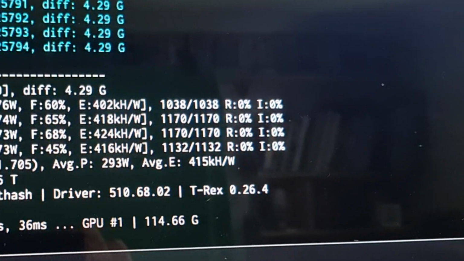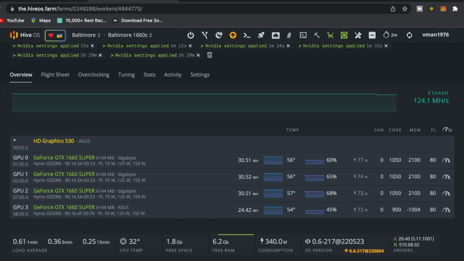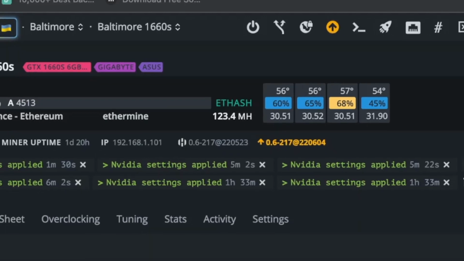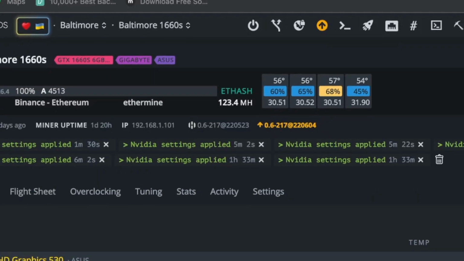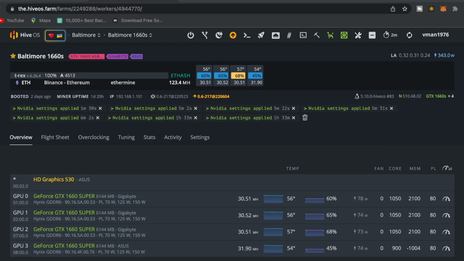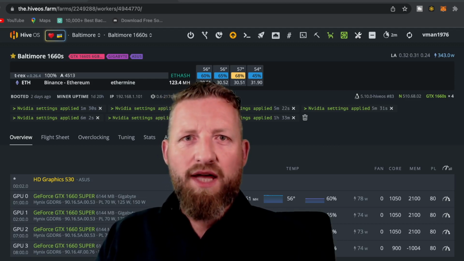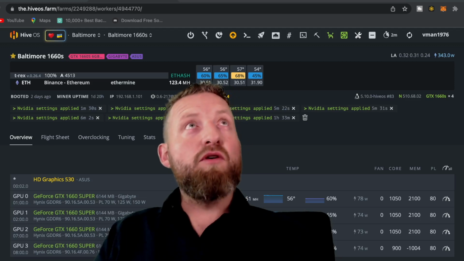So that's not bad at all. We've seen a hash increase of, what did we have before? 118.2 is what we were getting before, and we are currently getting 123.4. So we've seen a drop of, in fact, it's just gone up a little bit. So 420 kilohash per watt is what we're seeing there at 123.4. So I'm actually quite happy with that. That's not a bad result.